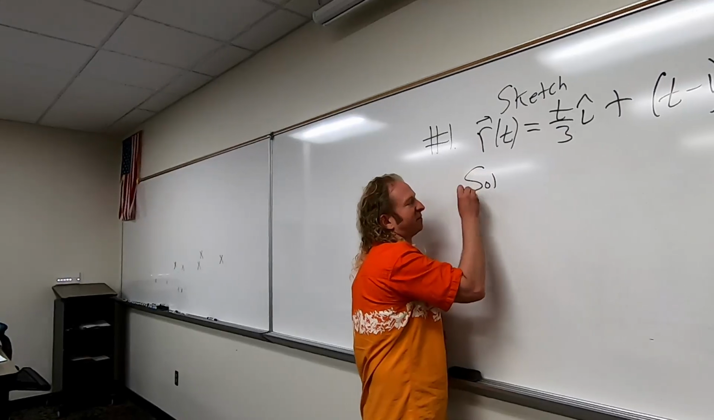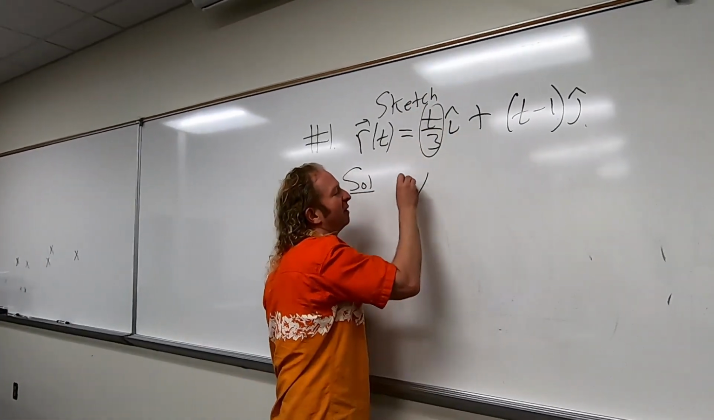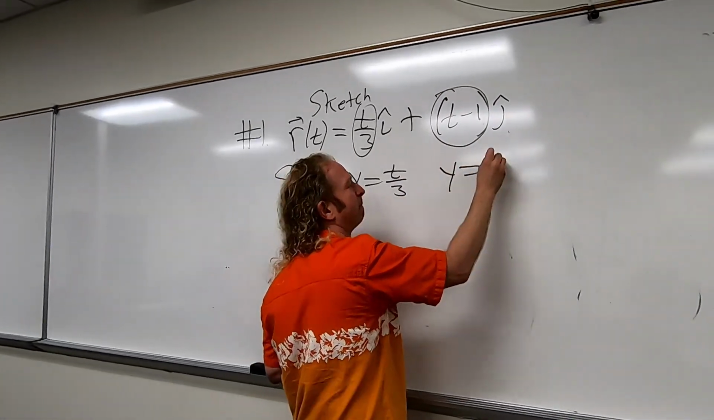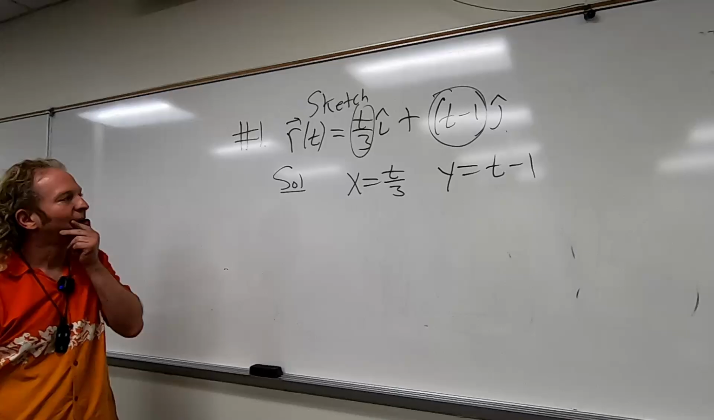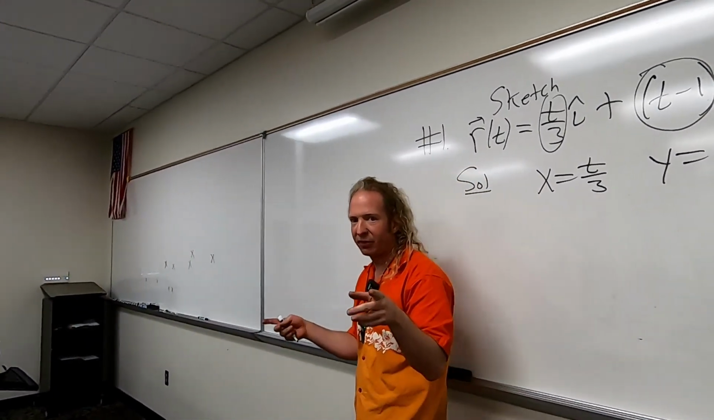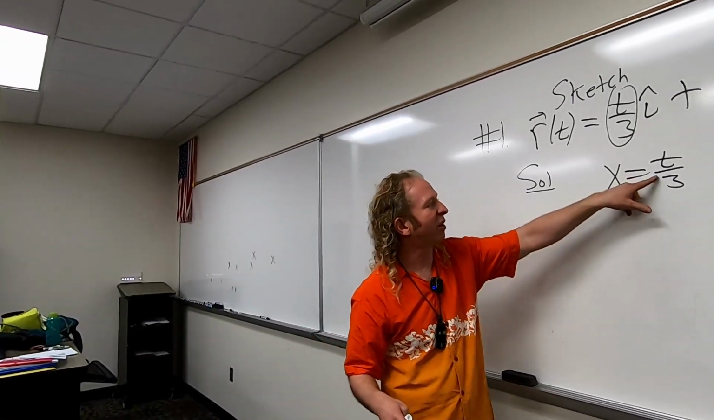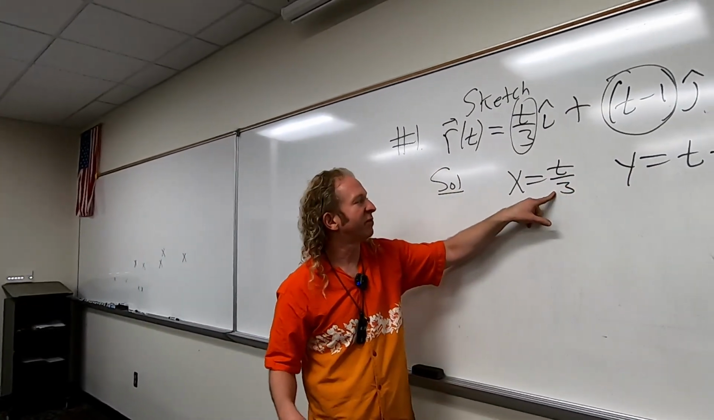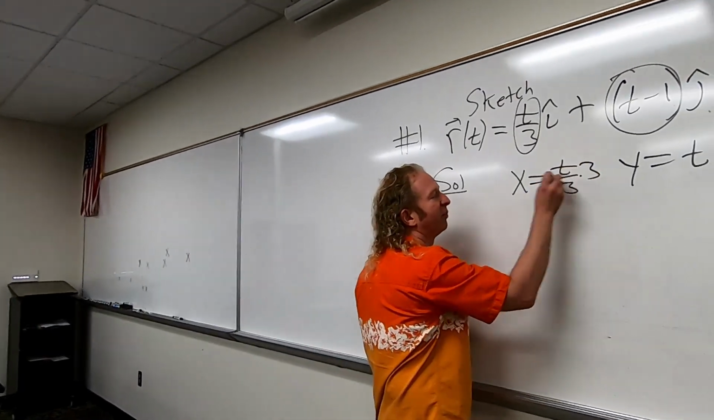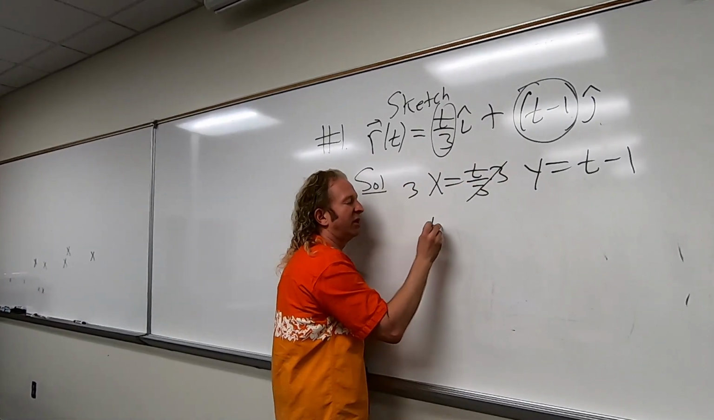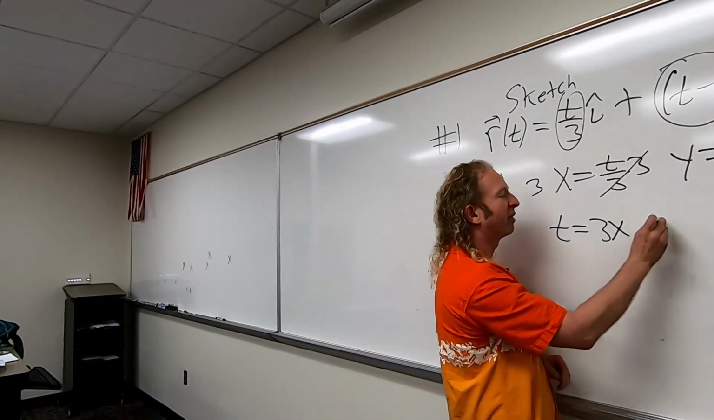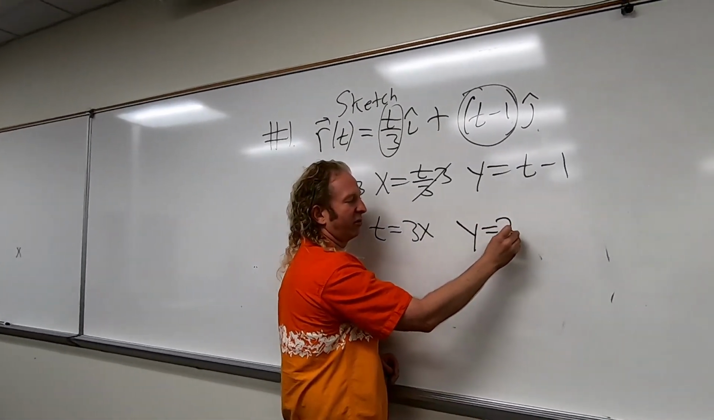Let's do that first. So as before, we'll call this x. And then we'll call this y. In this case, whenever it's trig functions, you solve for the trig functions and you use an identity. Whenever it's something like this, you could just solve this for t and plug it in here. So to solve this for t, we could multiply by 3. We do 3 here, we do 3 here. So we get t equals 3x. So we end up with y equals 3x minus 1.